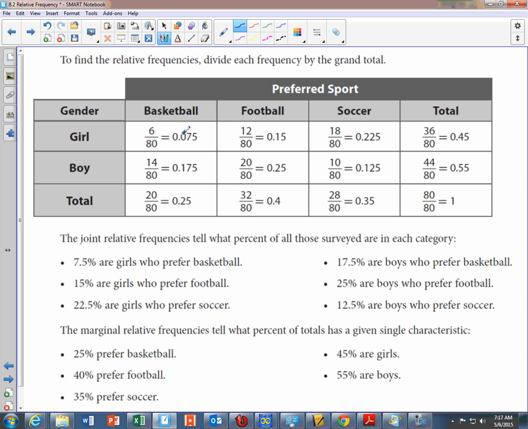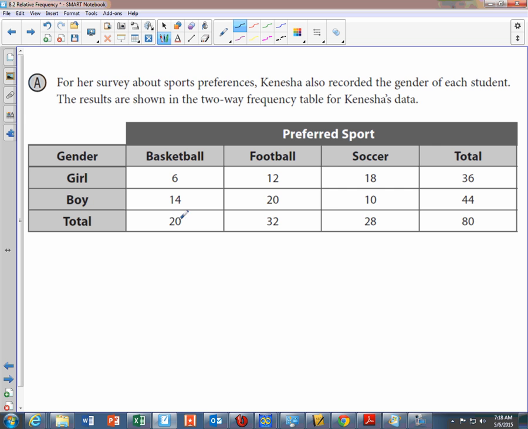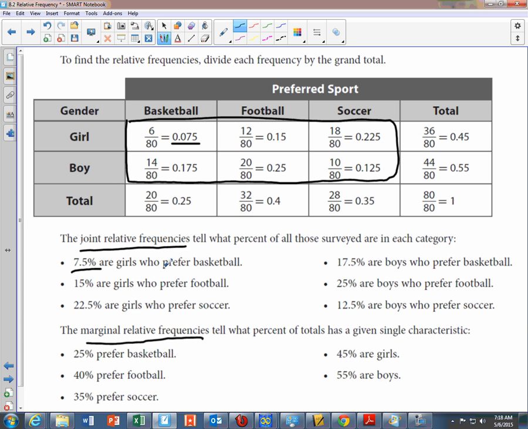So 0.075 is the same as 7.5%. They moved the decimal 2 spots to the right. And she did that over and over and over. Okay? These middle numbers, not in a total row, are your joint relative frequencies. The marginal relative frequencies are the same thing, they're just in the total rows. There were 20 kids total that like basketball, so 20 out of 80 is 0.25 or 25%.